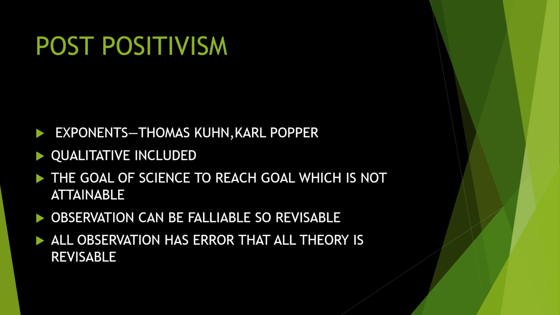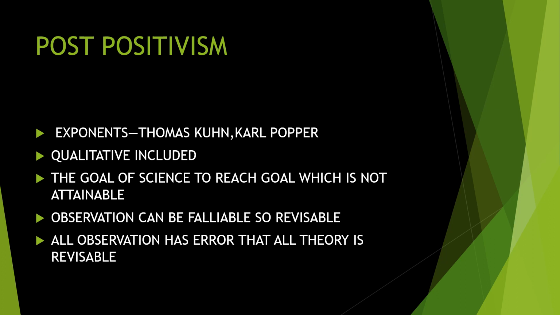That is their idea. All observation has error. They say that whatever observation we have, all of it has some kind of error, and that all theory is revisable. So they put forward that all theory has to be revisable. Whatever theory is in the world, it can be revised once you study more about it. That is the approach of positivistic people. Understood? So I think you have a clear idea about what positivism and the positivistic approach are.